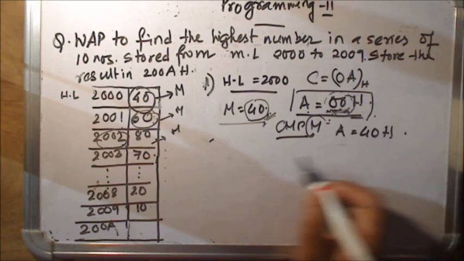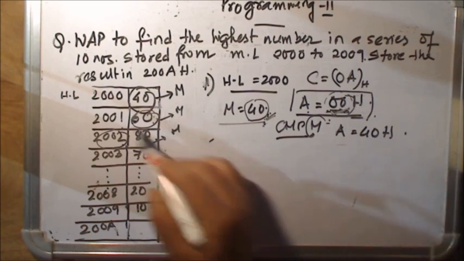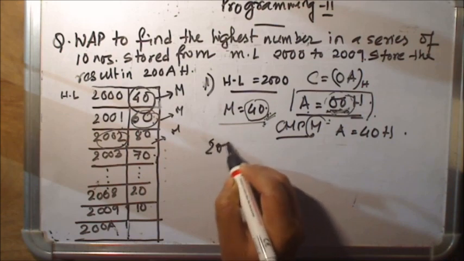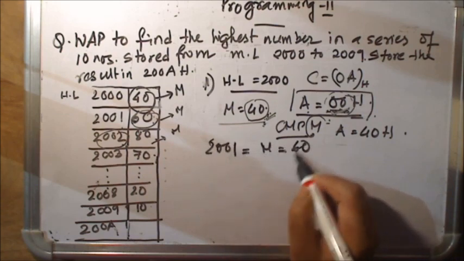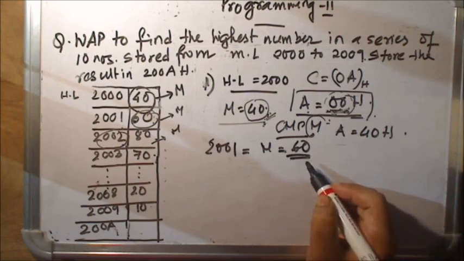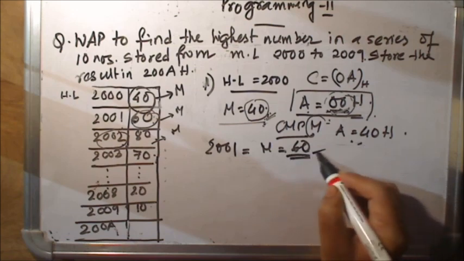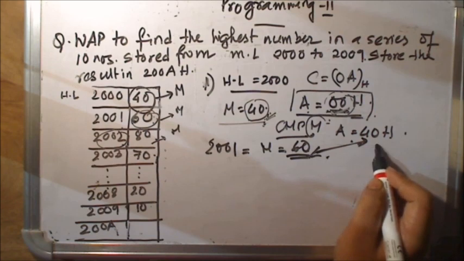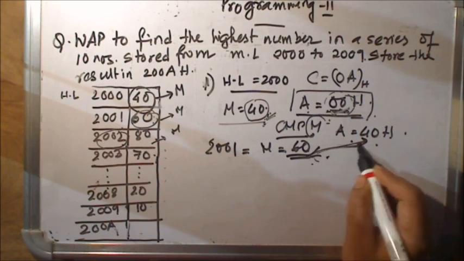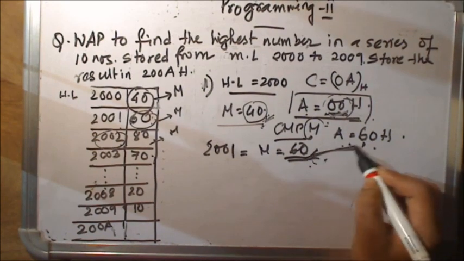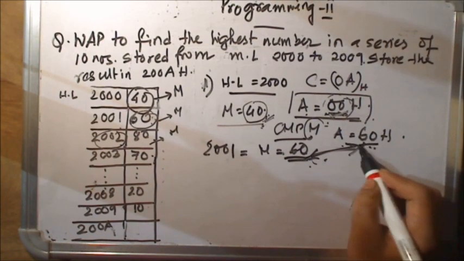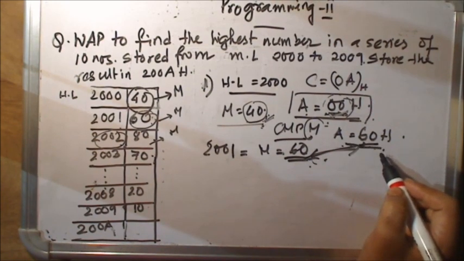Then go ahead. Again we will increment the HL pair. So the HL pair will be 2001, and our new M will be 60, right? Now is 60 greater than 40? Again we will compare. Yes. So we will copy this number into A. So our new accumulator data will be 60H.